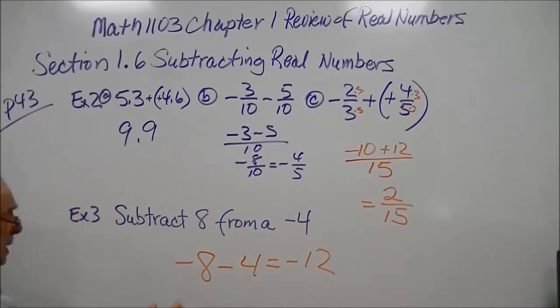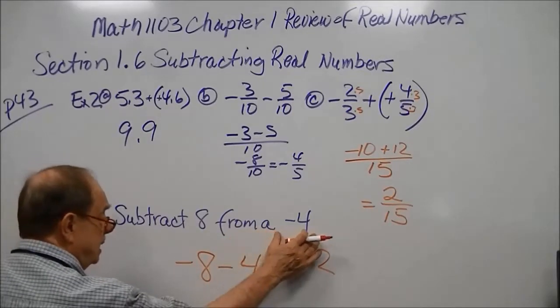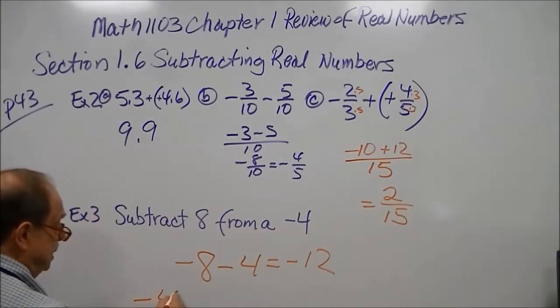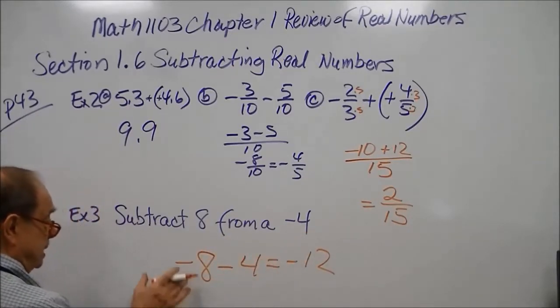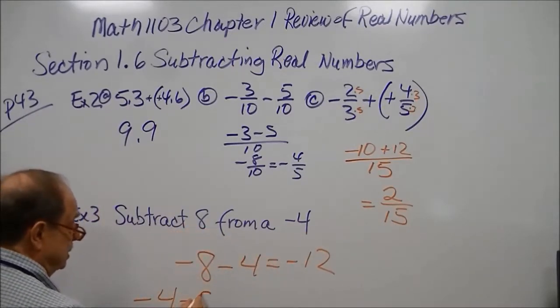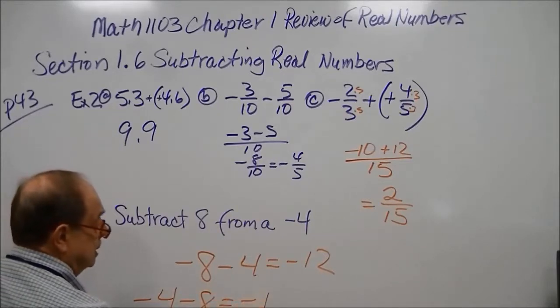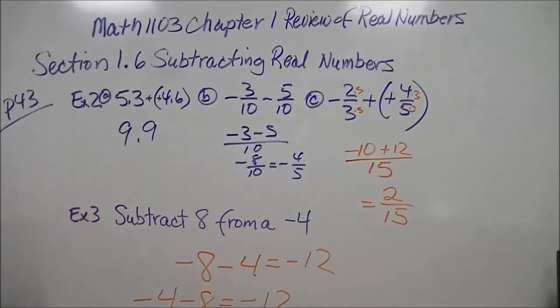Now, what you might have done in the past, from a negative 4, you could have put here. That's your first term in a sense. Subtract 8 from it. So it gives you a negative 12 either way. But these can be tricky, so you have to look at them carefully.